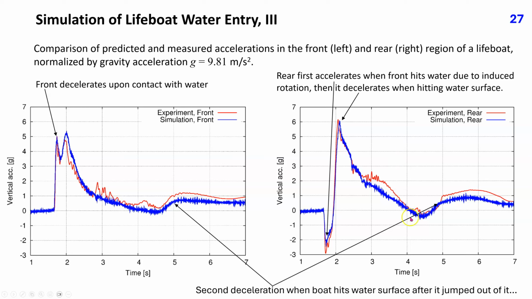Another mild deceleration is encountered when the lifeboat jumps out of water and then lands on the water surface again, as seen in the animation and photographs from experiment in the preceding slide. The agreement between simulation and experiment is relatively good, considering that for this simulation a relatively coarse grid was used. See slide 18.